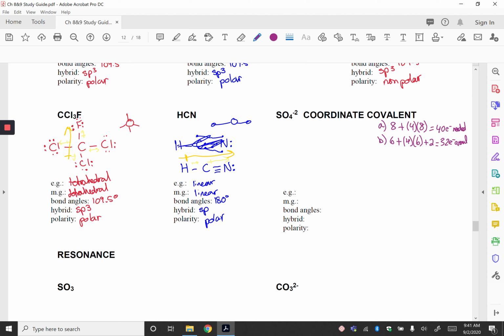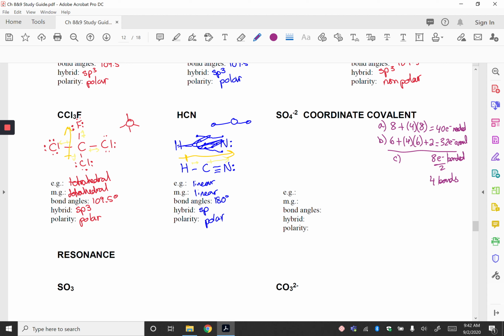Now I need 40 electrons to make everybody stable. I only have 32. The difference between them is how many electrons are bonded. Now each bond takes 2 electrons, so what you do is you divide this number by 2, and this gives you the number of bonds.